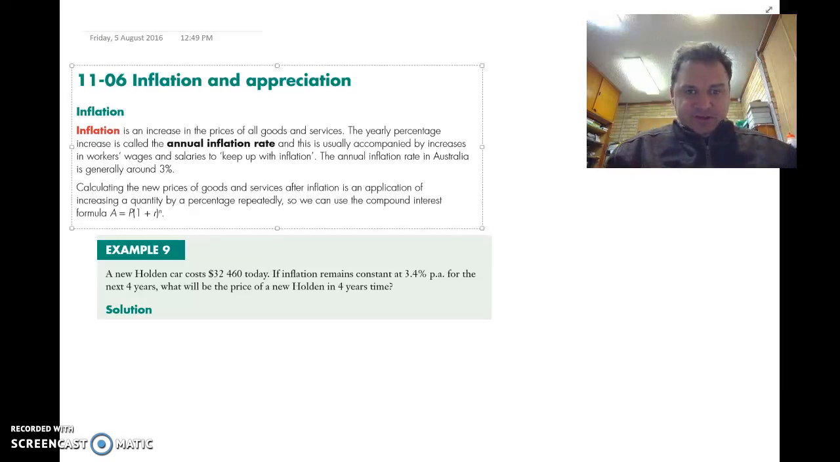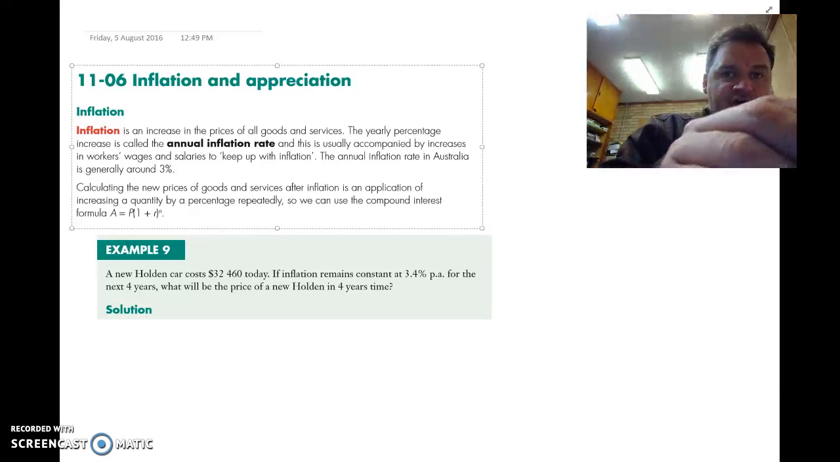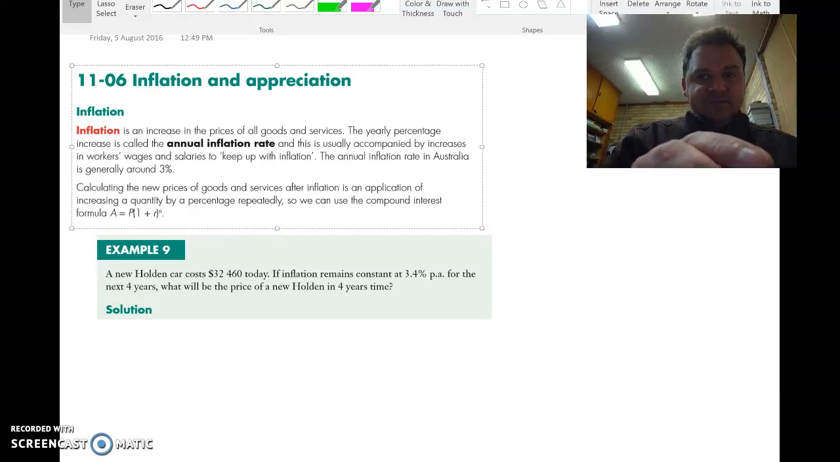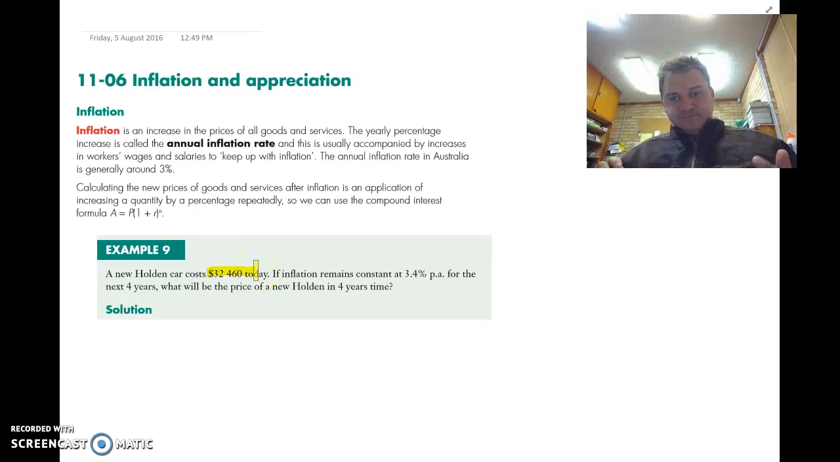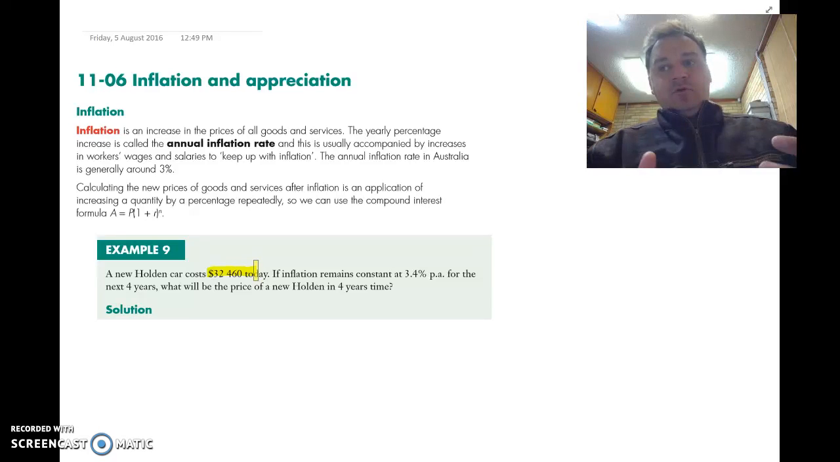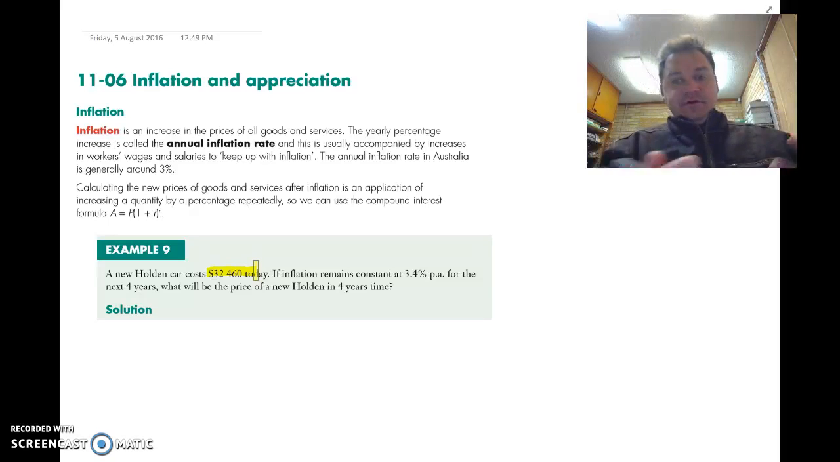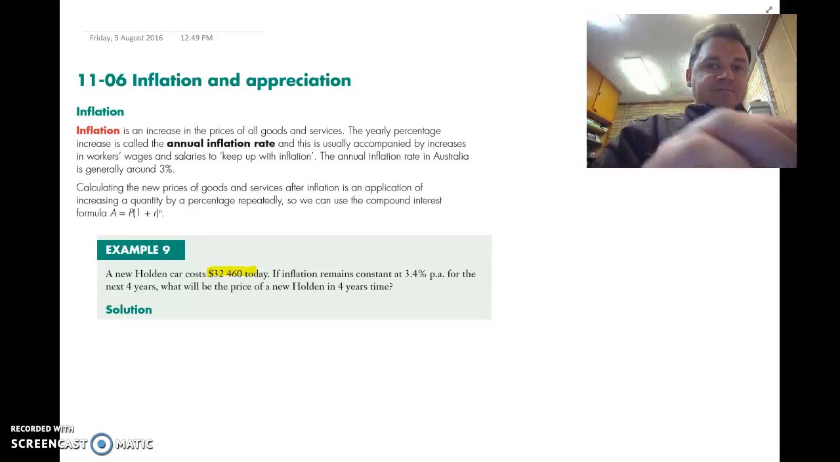So here's an example of how we can calculate this. We've got a car that costs $32,460 today. If inflation were to be at 3.4% per annum over the next 4 years, what would we expect this vehicle to cost in 4 years' time? All right, so here's how we do it.